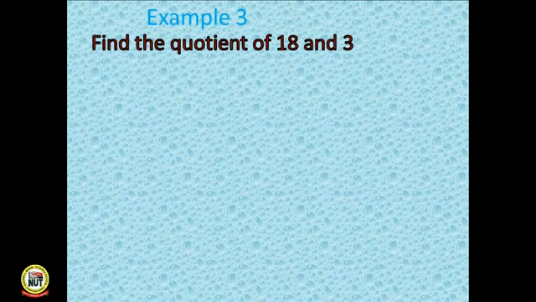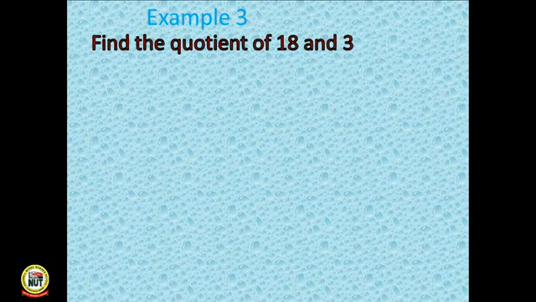Now, this question seeks to know what the final answer will be when 18 dividends is shared to a 3 divisor. Are we together? Very good. So it's very simple, isn't it? Find the quotient of 18 and 3.